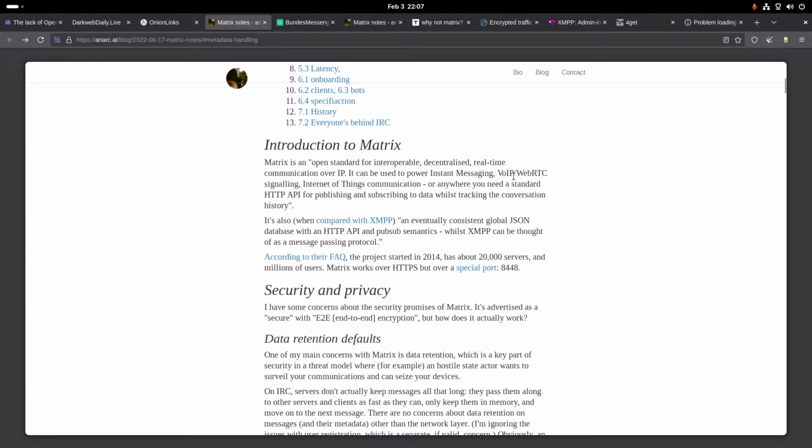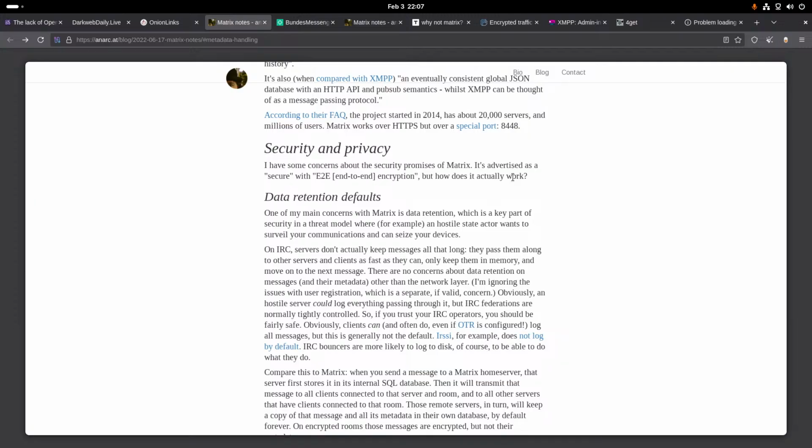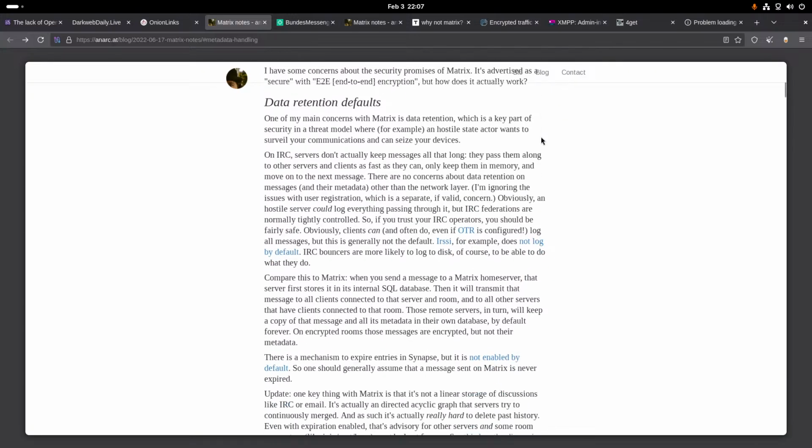Matrix is open to standard, blah, blah, blah. Okay, security and privacy. I have some concerns about the security promise of Matrix. It's advertised as secure with E2E, end-to-end encryption, but how does it actually work? Data retention defaults. One of my main concerns with Matrix is data retention, which is a key part of the security model, in a threat model where, for example, a hostile state actor who wants to surveil your communications can seize your device.